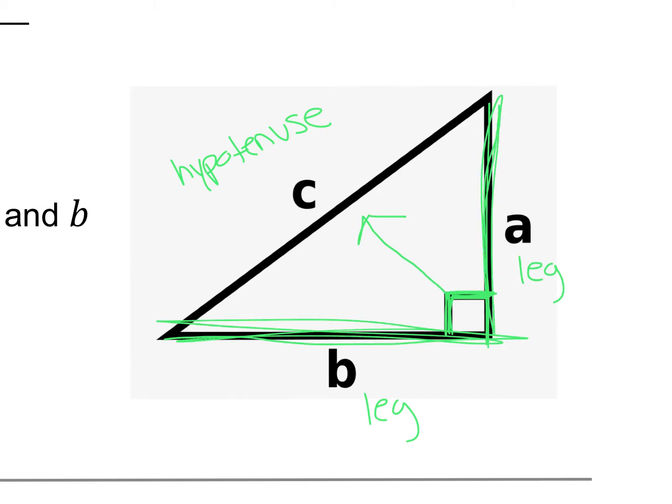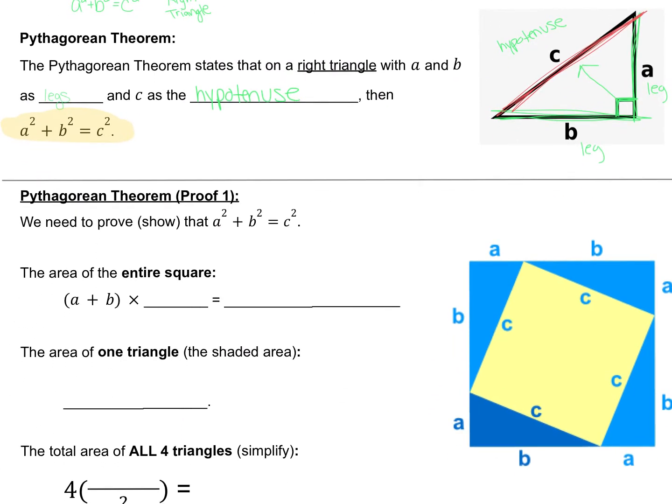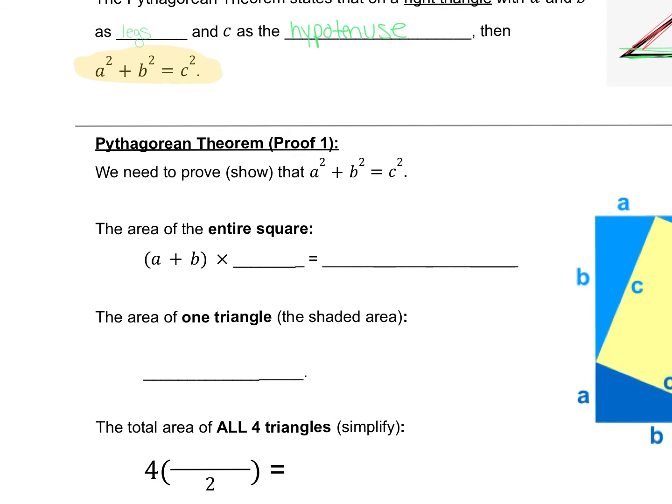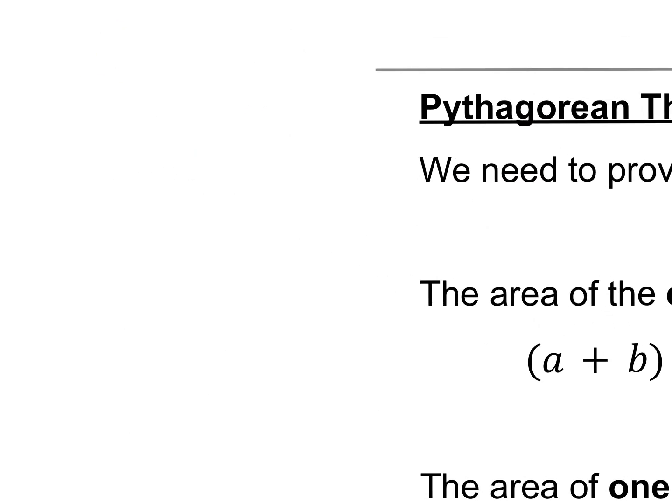My hypotenuse is the one across from it. Okay, so let's go ahead and get started. So our first proof, we are going to show that a squared plus b squared equals c squared. So in order to do this one, we need to remember some formulas.